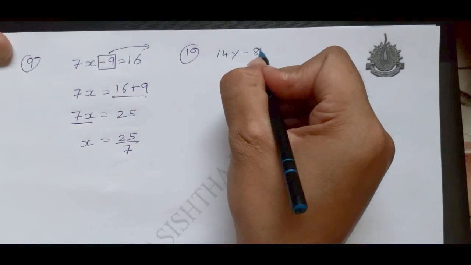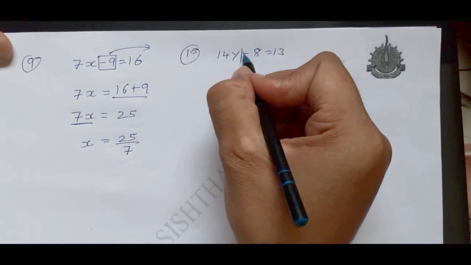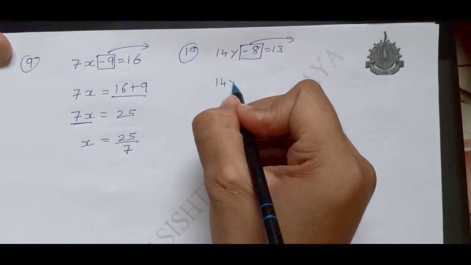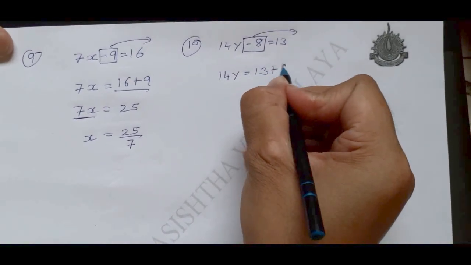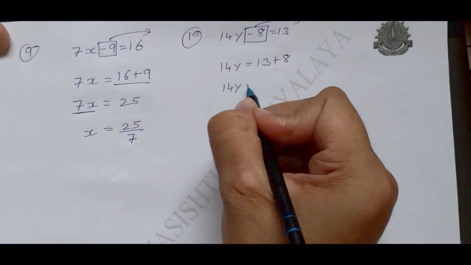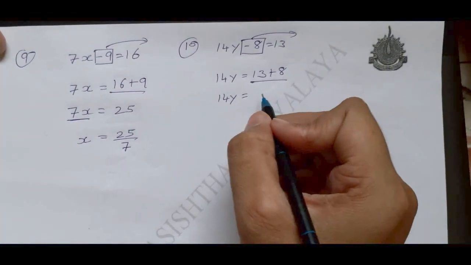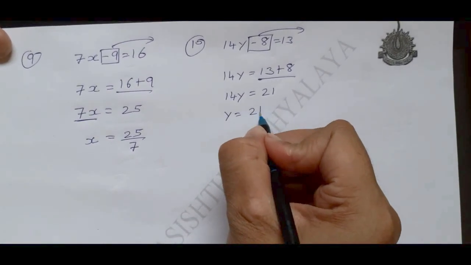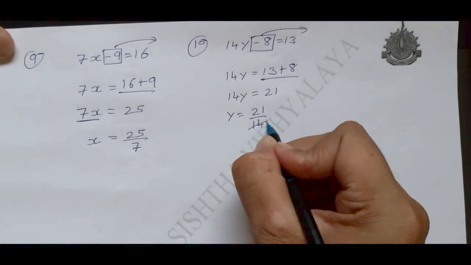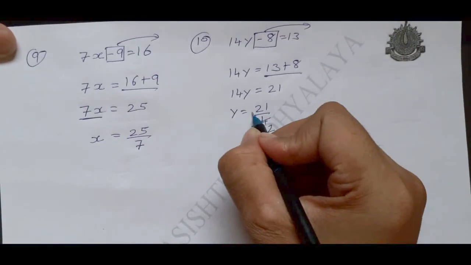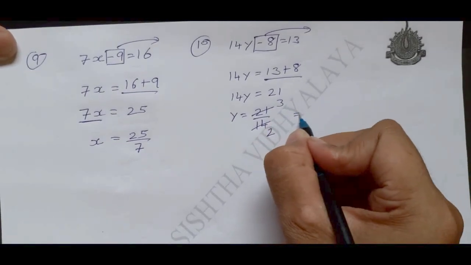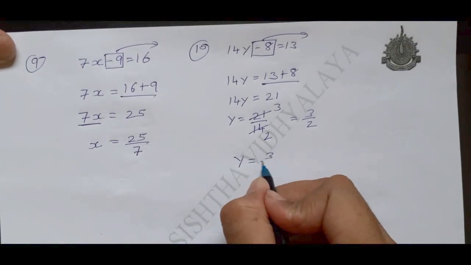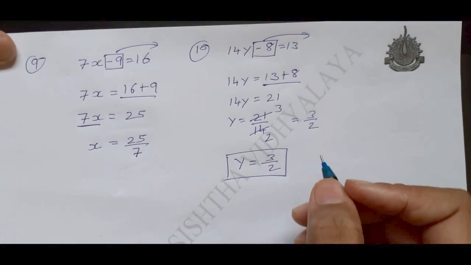The 10th one, 14y minus 8 is equal to 13. Now here this is minus 8, so we will move it to the RHS side, so it will be 14y equal to 13 plus 8. Then 13 and 8 will be added up, so the answer will be 21. So y is equal to 21 upon 14. Now 14 comes in the 7 table 2 times and 21 comes in the 7 table 3 times. So the answer will be 3 by 2. So here we got the answer y equal to 3 by 2.